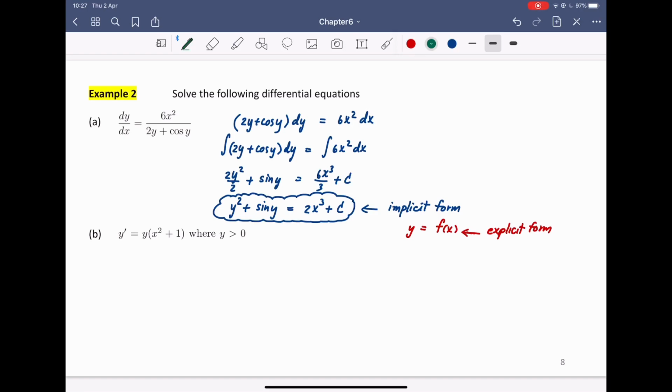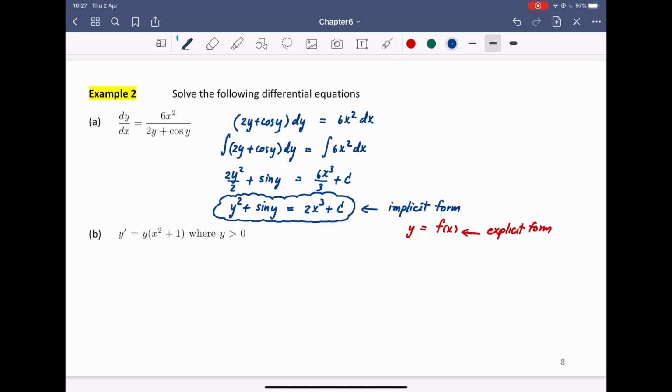Now let's take a look at part B. So part B, we have y prime equal to y times x squared plus 1, where y is positive. The differential equation is separable because on the right hand side you can see the product of y and x squared plus 1. So we're going to start by doing the same thing as in part A.